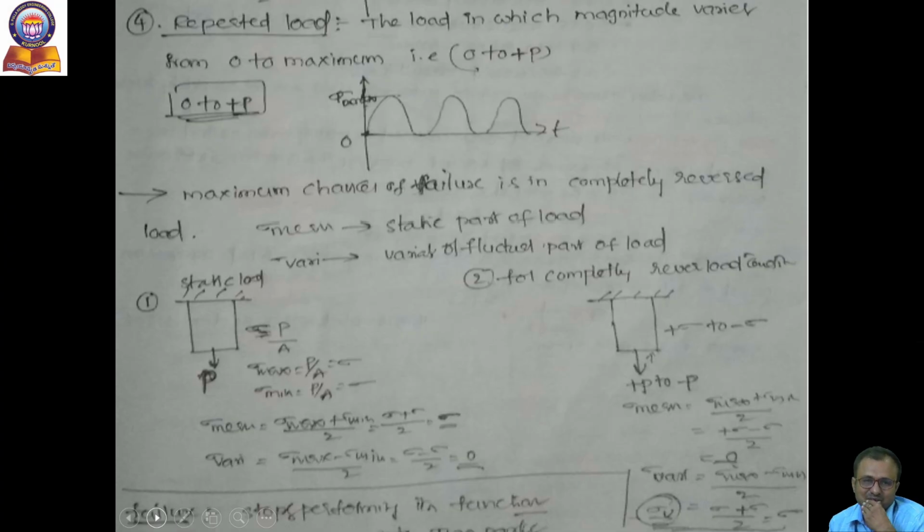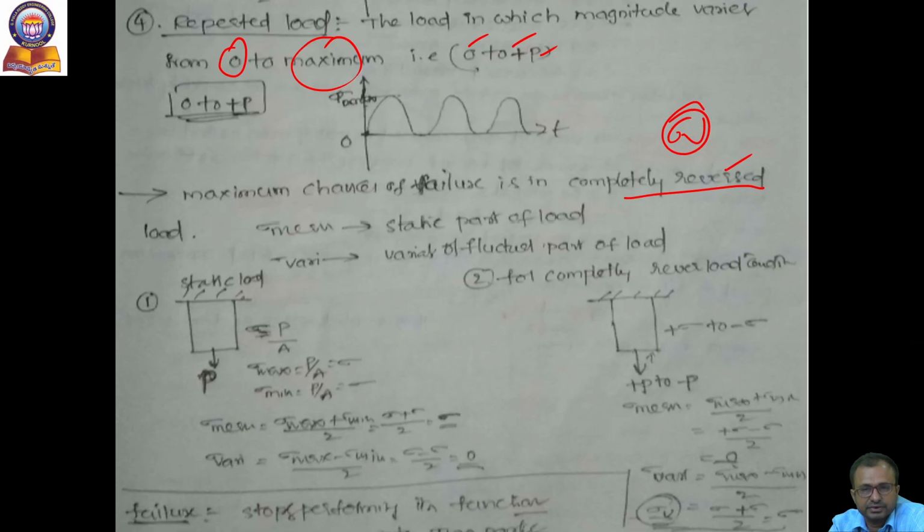The other one is repeated load. Here the magnitude varies from 0 to plus P. So here the minimum stress is 0. Here we studied 4 cycles. Among these, the most dangerous cycle is the completely reversed stress cycle, because it reverses completely. It contains only the variable stress.